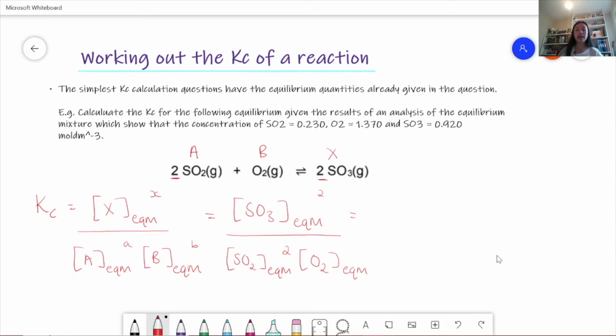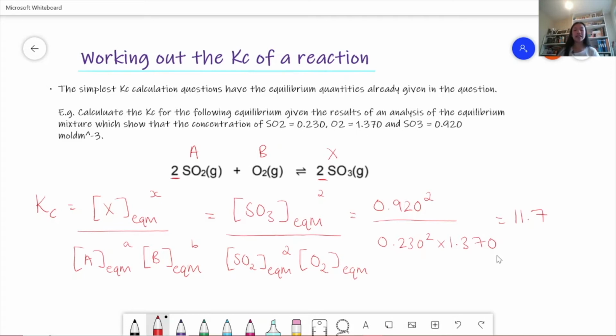So using these values that they've given us for the equilibrium mixture concentrations, we can then work out Kc. So we have 0.920 squared over 0.230 squared times 1.370, and that gives us 11.7.